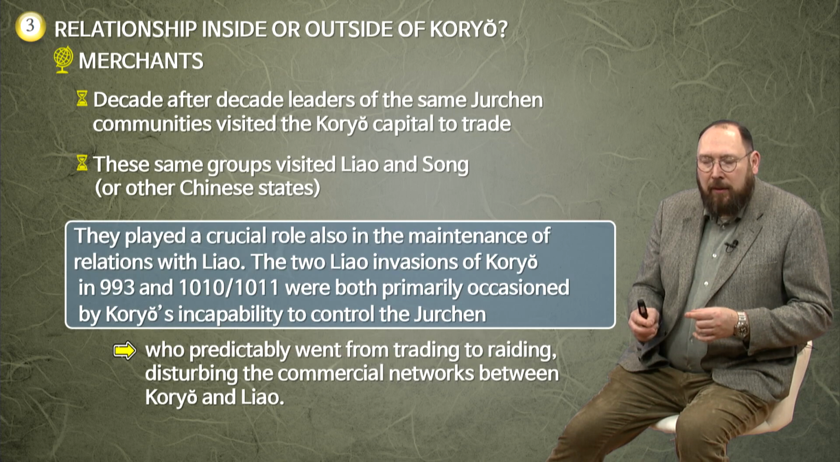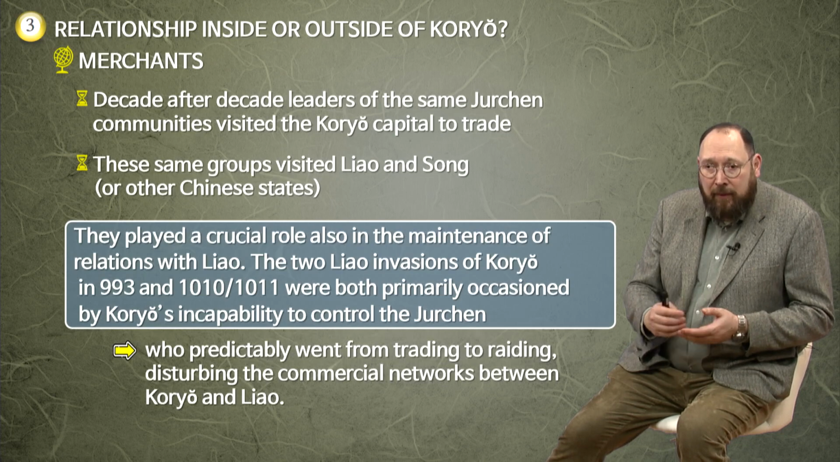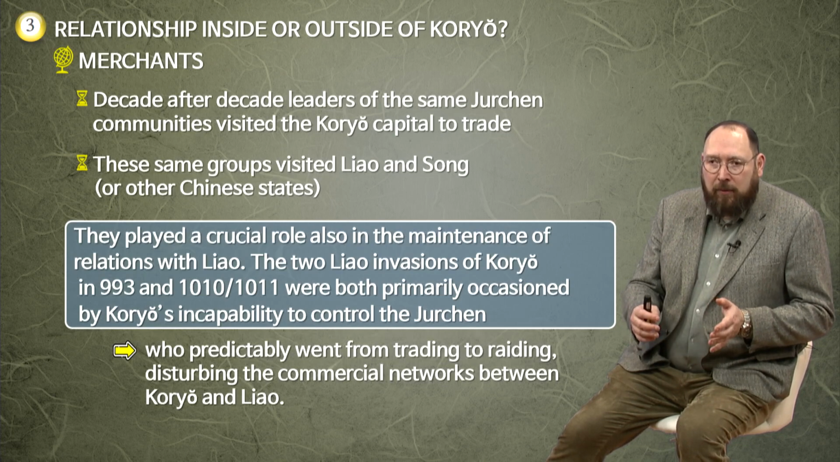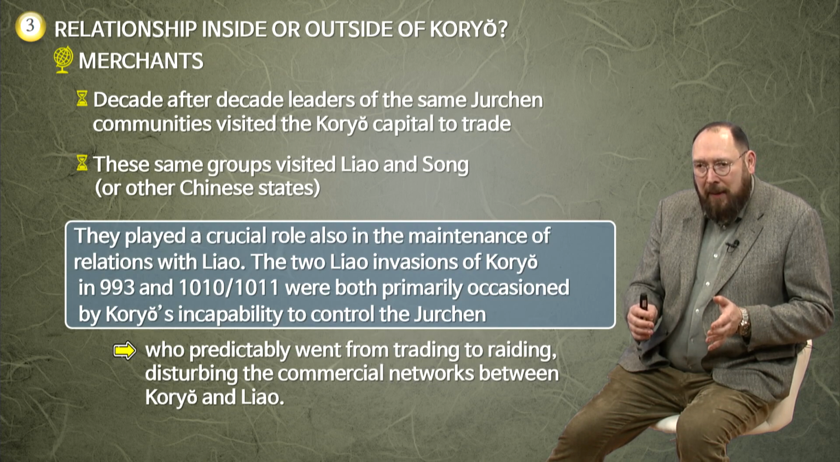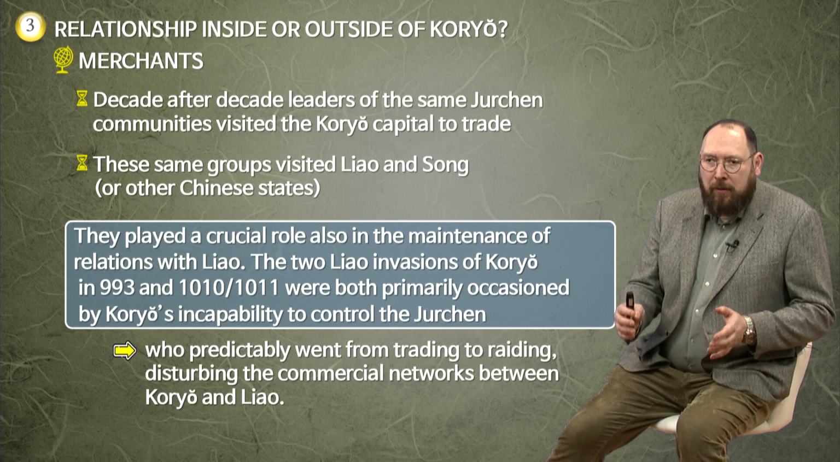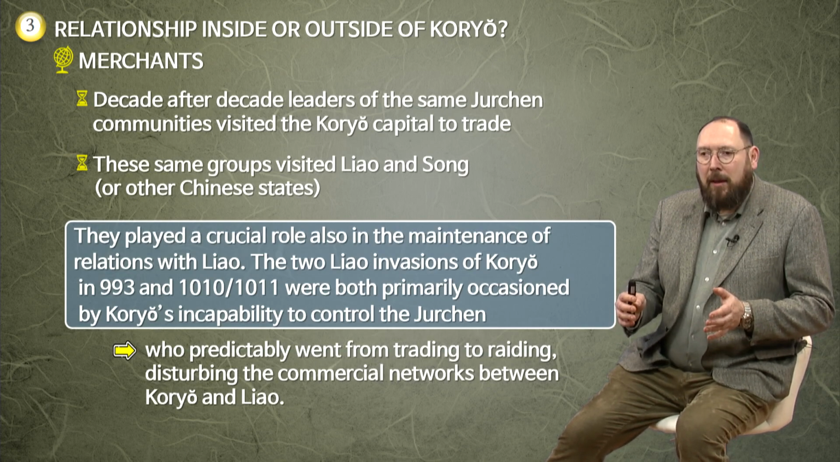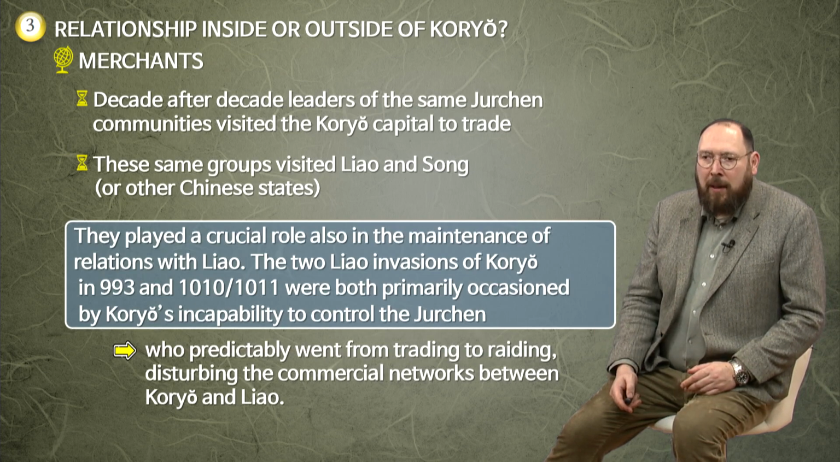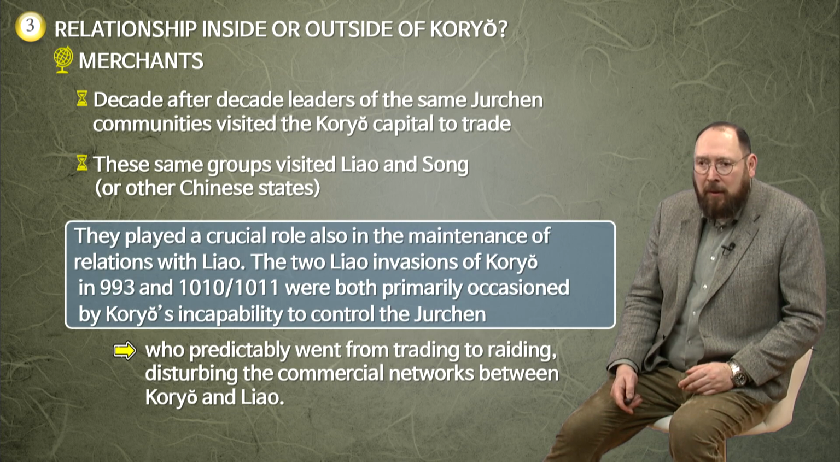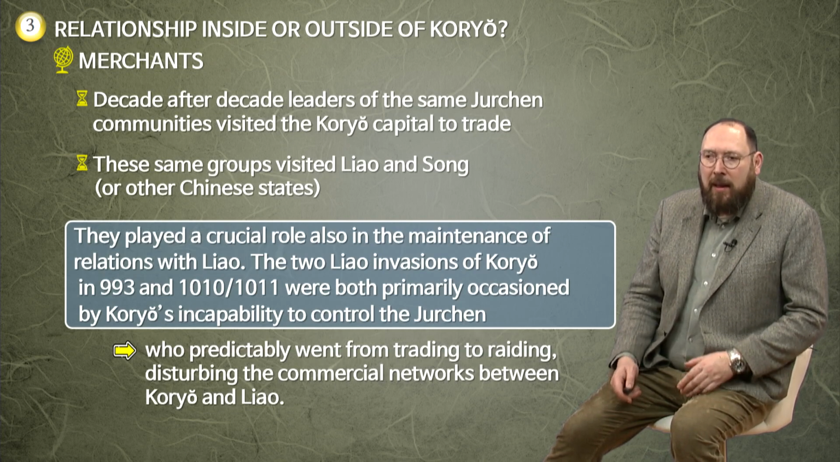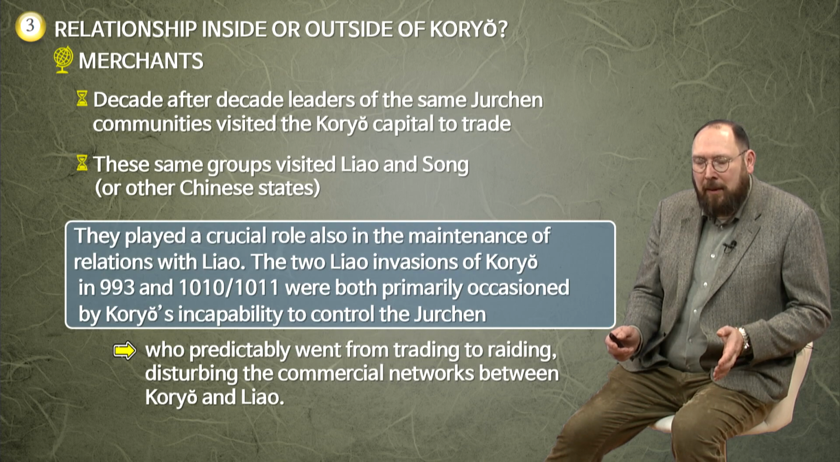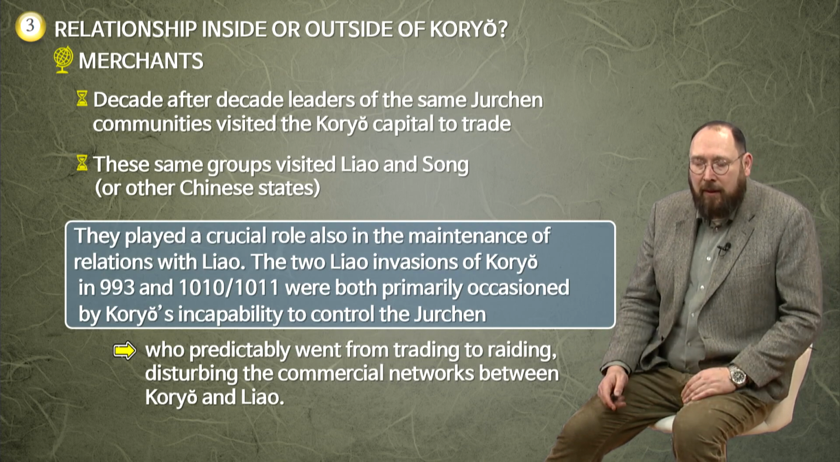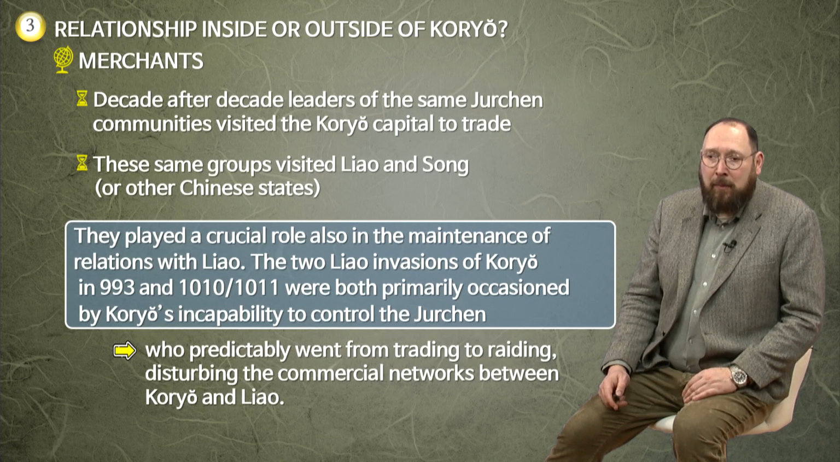So it's very important for the maintenance of commercial networks with Liao, with Song and the rest of Asia even, to be able to talk to the Jurchen. And that's what you see happening in times of peace. Decade after decade, leaders of the same Jurchen communities, they have the same names but they're not the same people, these are probably titles, visiting the Koryo capital to trade. And only when this was impossible and the frontier and states like Liao started to suffer from the lack of commercial relations with Koryo, then the situation would get tense and the possibility of a war would loom large. And this happened, in fact, a number of times, and the longest time in the early 11th century.